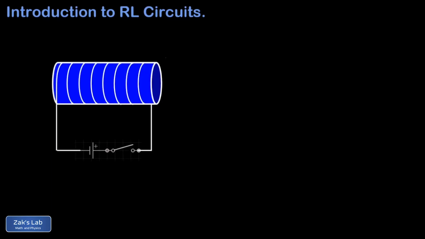In this video, we're going to quickly review the idea of self-inductance and the back EMF induced across an inductor when the current changes. Then we're going to apply the formula for the induced EMF to an RL circuit. In other words, a circuit containing both a resistor and an inductor.